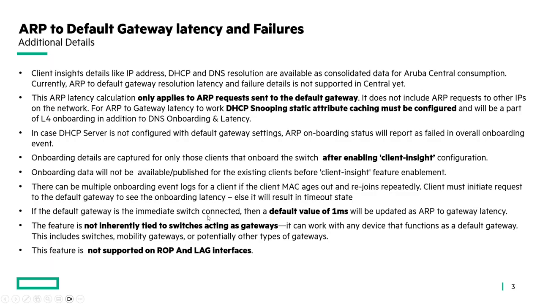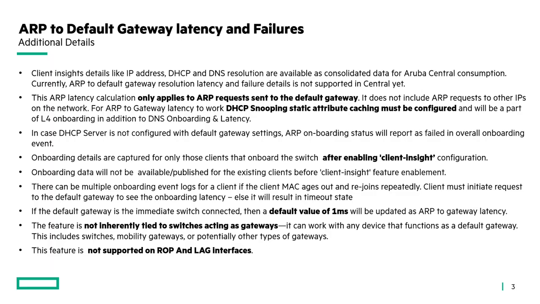So client inside details like IP address, DHCP and DNS resolution are available as consolidated data for Aruba Central. Currently, ARP to default gateway resolution, latency and failure details are not supported in Central yet. And this ARP latency calculation only applies to ARP requests sent to the default gateway. It does not include ARP requests sent to other IPs on the network.